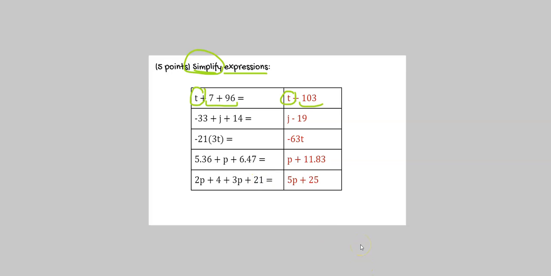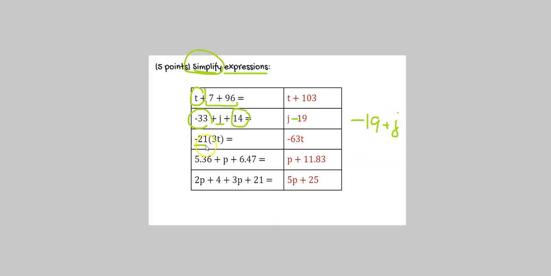It is t plus 7 plus 96. So we can simplify only by adding 7 and 96. So simplified is going to be t plus 103. The same thing here. It is variable j. What we can group is negative 33 plus 14. That's going to be negative 19. So it's j minus 19. Or you can write negative 19 plus j. That will be the same, right?